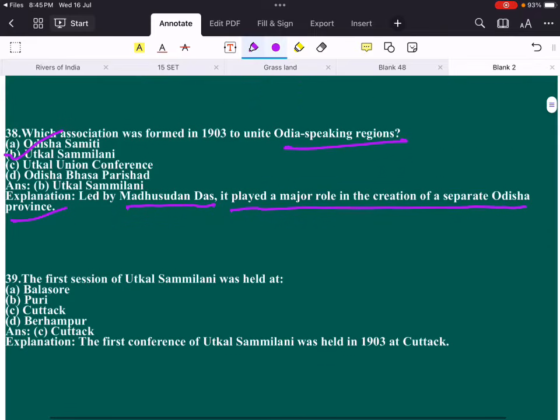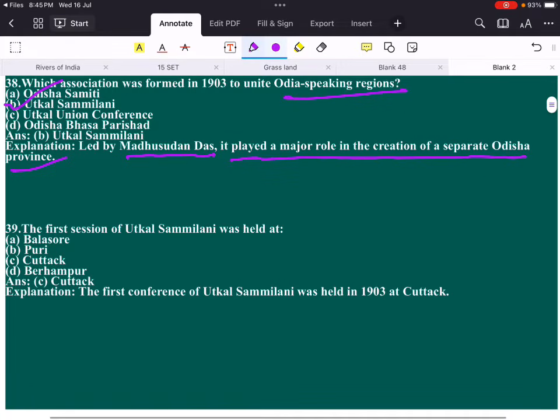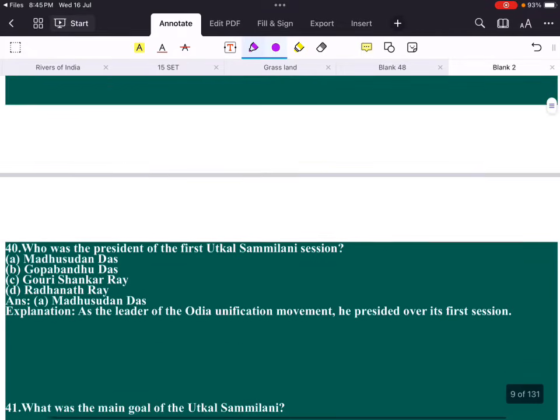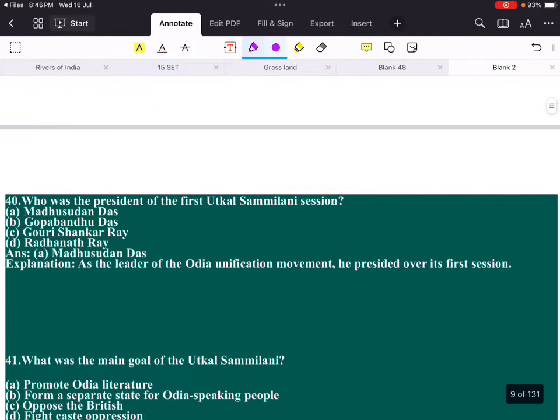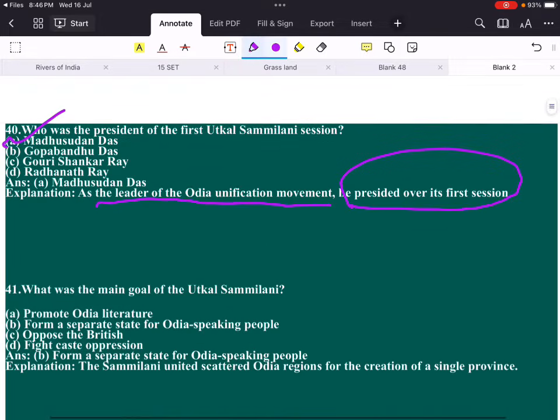The first session of Utkal Sammelani was held at option C, Cuttack. The first conference of Utkal Sammelani was held in 1903 at Cuttack. Who was the president of the first Utkal Sammelani session? That is Madhusudan Das. Option A is the correct answer. As a leader of the Odia unification movement, he presided over its first session.